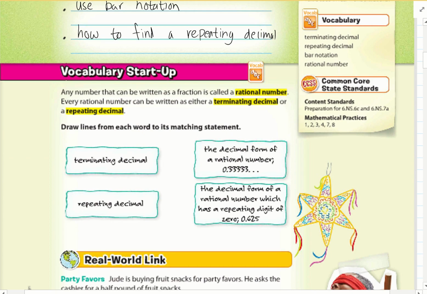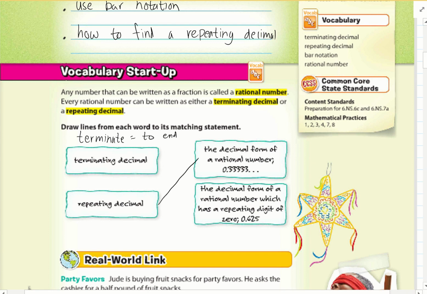So some vocabulary. It says any number that can be written as a fraction is called a rational number. Every rational number can be written as a terminating decimal or a repeating decimal. So a terminating decimal, the thing you want to look at is the word terminate. Terminate means to end. So the terminating decimal is going to be a decimal that ends. A repeating decimal is just like how it says, is going to be repeating.